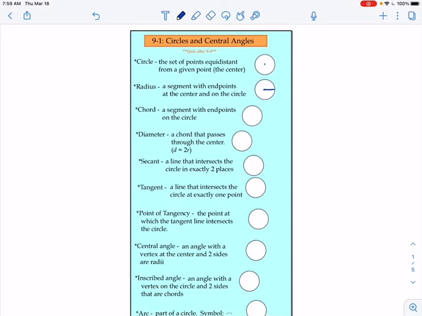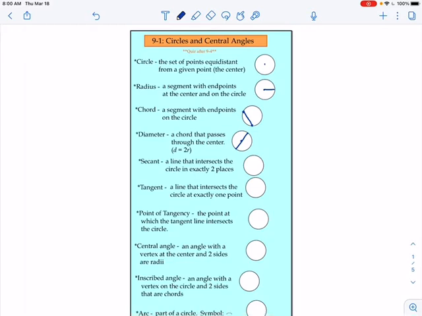A chord is a segment with endpoints on the circle, but doesn't necessarily pass through the center of the circle. So if I just make two endpoints on the circle there and then connect them, that's a chord. Okay, a diameter is a special kind of chord, and the reason the diameter is special is because it's going to pass through the center of the circle. So again, if here's the center of the circle, and then I have two endpoints on the circle, that's going to be your diameter. Okay, and the diameter is going to equal 2 times the radius.